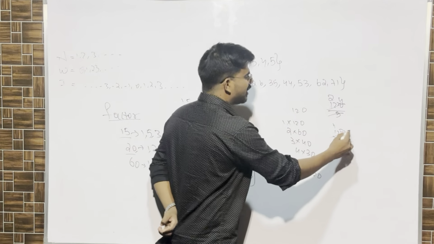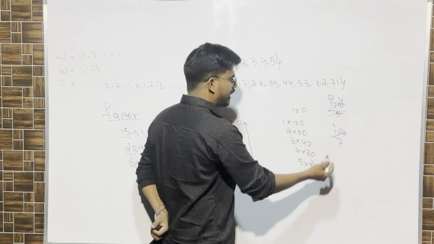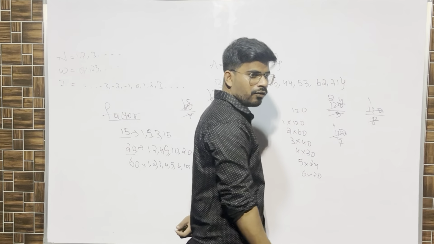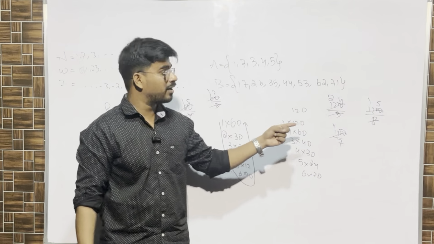Is 50 there in 7? No, 49. So that's why it won't go in 7. Next, 8. Let us check. 8 1s are 8. 4 carry. 8 5s are 40. 15. 120 will go in 15.